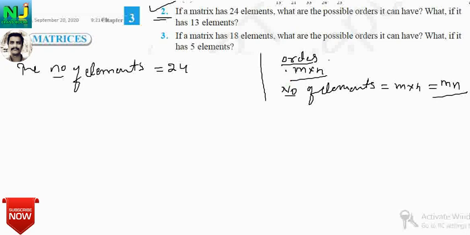So if you know the elements, we can find out the order. ನಿಮಗೆ ಆರ್ಡರ್ ಗೊತ್ತಿದ್ರೆ ನಂಬರ್ ಆಫ್ ಎಲಿಮೆಂಟ್ಸ್ ಅನ್ನ ಕಂಡುಹಿಡಿಬಹುದು. ಅರ್ಥ ಆಗ್ತಾ ಇದೆ? ನಂಬರ್ ಆಫ್ ಎಲಿಮೆಂಟ್ಸ್ ಗೊತ್ತಿದ್ರೆ ಆರ್ಡರ್ನ ಕಂಡುಹಿಡಿಬಹುದು. ಇಟ್ಸ್ ವೆರಿ ಸಿಂಪಲ್. So 24 can be, if the product is 24.